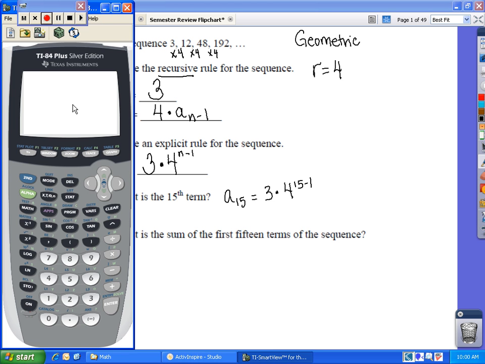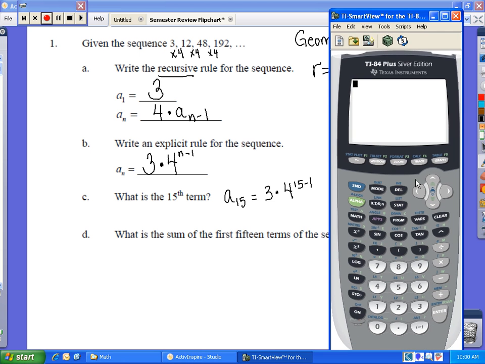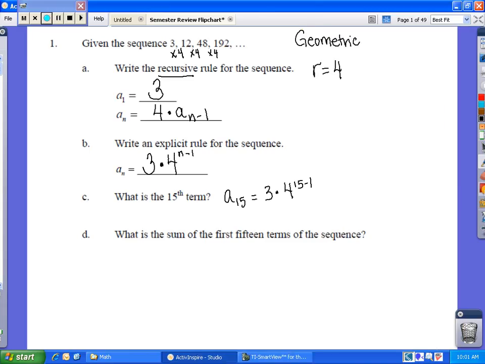So now if I put this in my calculator, I'm going to put in 3 times, again you can't do the 12 to the 15 minus 1, it would be 4 to the 15 minus 1, which is the 14th power. So you get 805306368, and with commas, you get 805,306,368.